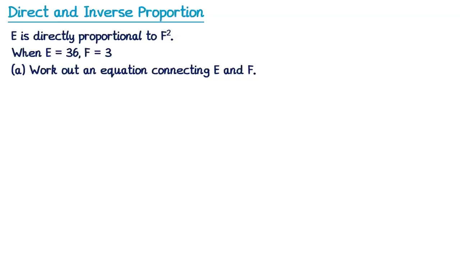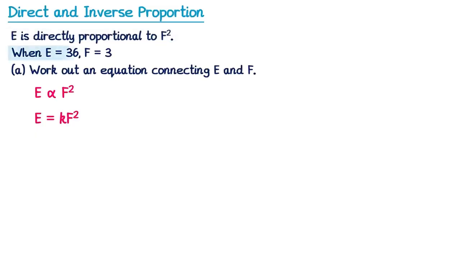So we're going to start in the same way by writing down this statement here mathematically. So E is directly proportional to F squared, so E is proportional to F squared. Then since they're directly proportional, we know there must be some constant number, which we call K, that you can multiply by F squared to get E. So we can write down that E is equal to KF squared.